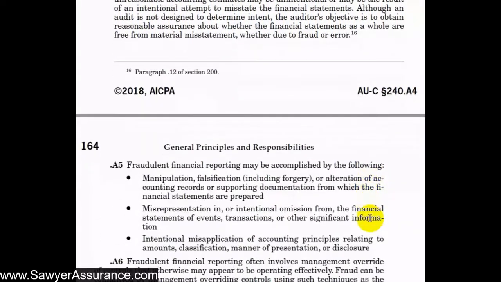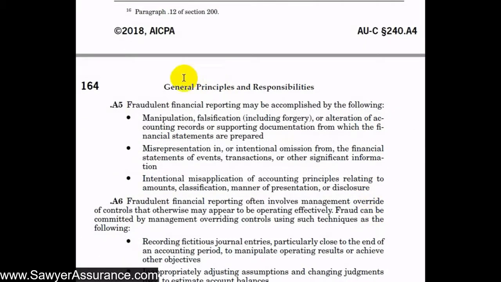So going down a little farther, we have some examples of how someone might perpetrate fraudulent financial reporting, and that might be done by manipulating or altering accounting records or supporting documentation from which the financial statements are prepared. It could be by misrepresenting or omitting financial statement footnotes or disclosures related to events or transactions that would be very useful for financial statement users to know about. And it could also be accomplished by intentional misapplication of accounting principles relating to the amounts, classifications, and manner of presentation or disclosure. And typically these items would come about because of management override of controls.